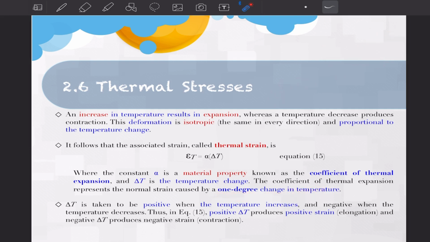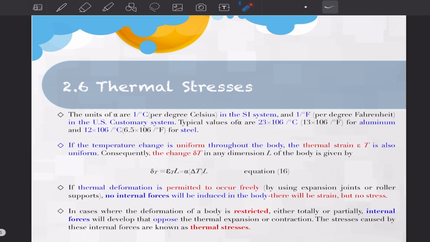So the change in temperature is positive when the temperature increases, negative when the temperature decreases. Positive delta T produces positive strain or mo-elongate siya. Mo-expand man imong material, mo-elongate siya. Pag mo-contract imong material, so pag nasa contraction, produces a negative strain, kanang delta T nimo is negative. So, muna siyang units of alpha, 1 per degree Celsius for SI, 1 per degree Fahrenheit pag US customary.